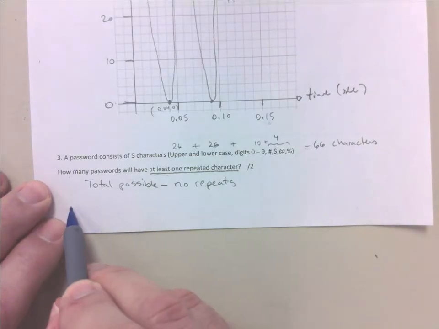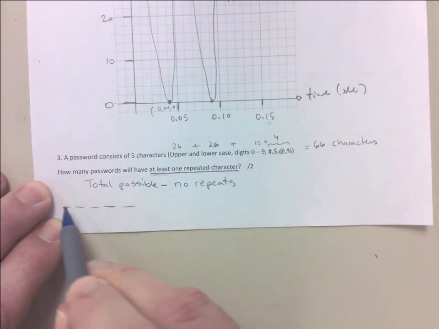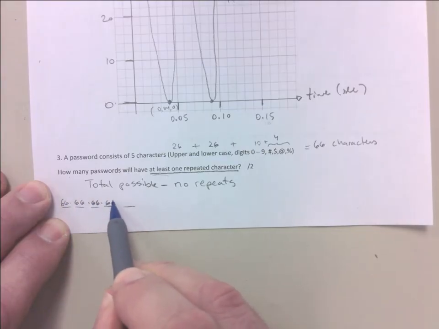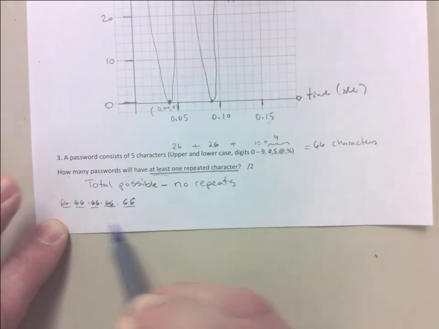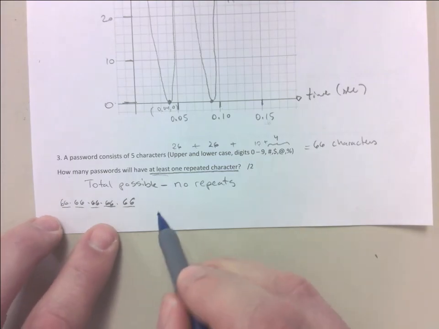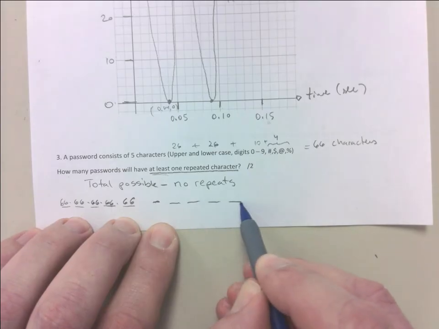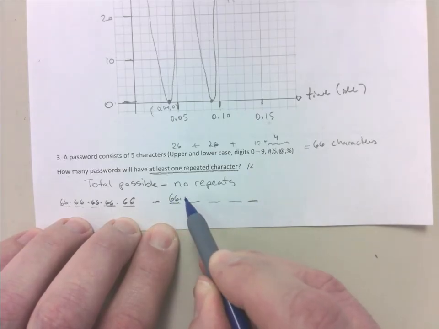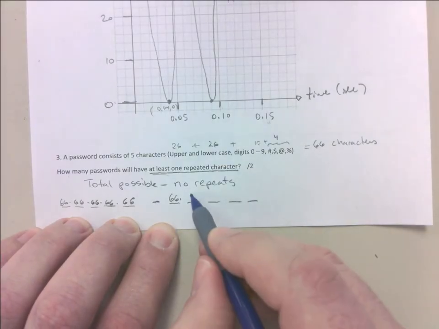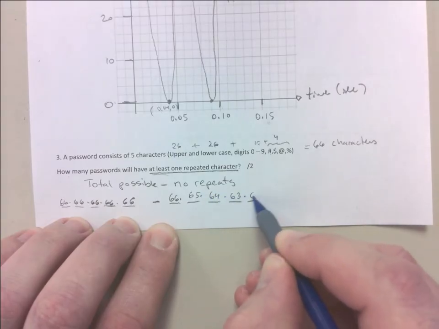So what is the total possible? 1, 2, 3, 4, 5, right, that you're filling in. That would be 66 times 66. So you don't care. You can reuse the same ones over and over again. Minus no repeats. It's 66. You've used one. One is gone now. You're down to 65, 64, 63, 62.